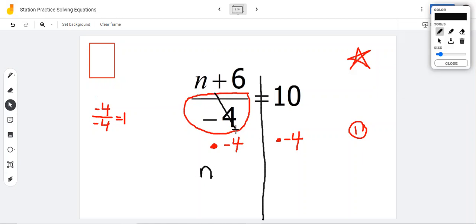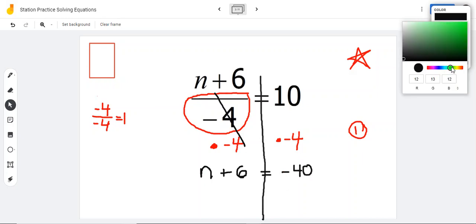All right, now I'm going to bring down what's left, which is my n+6. I got rid of the division part, so one number is gone, and I still need to get the n by itself by getting rid of the +6 that's left. 10 times -4, positive and a negative make a negative. 10 times 4 is 40. All right, so I bet you know how to solve it from here.